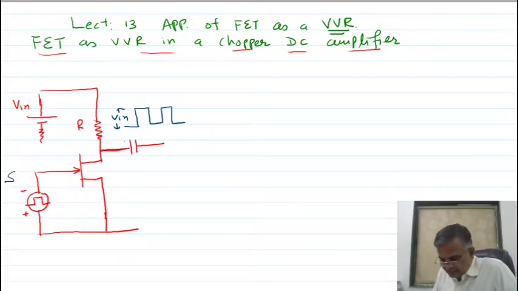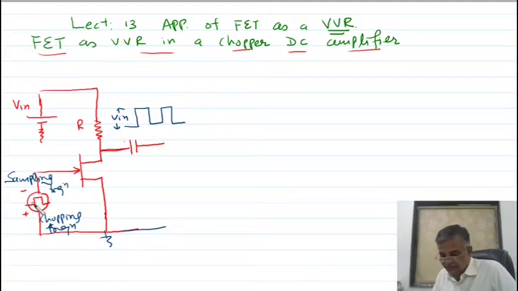This is called sampling frequency, or chopping signal, or chopping frequency. The frequency of this signal depends upon the sampling frequency. So with the help of this negative going square wave, this small DC voltage is converted into AC. So this section is called chopper.